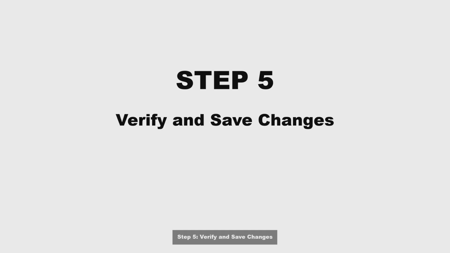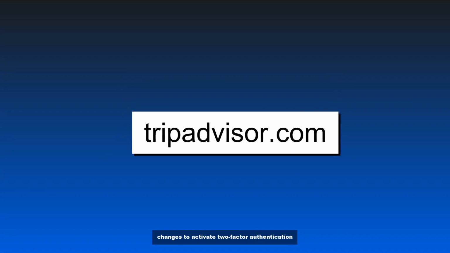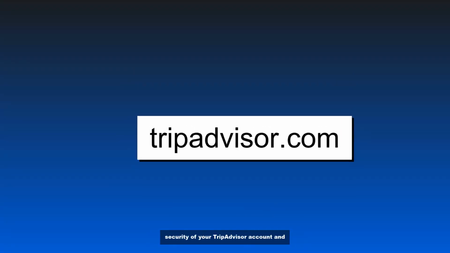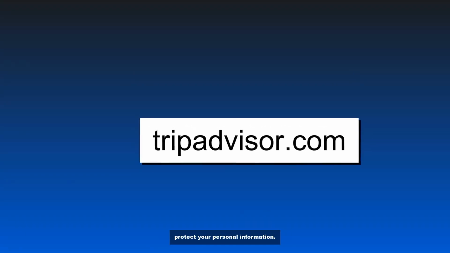Step 5. Verify and save changes. Follow the instructions to verify your phone number or email. Once verified, save your changes to activate two-factor authentication on your account. By following these steps, you can enhance the security of your TripAdvisor account and protect your personal information.